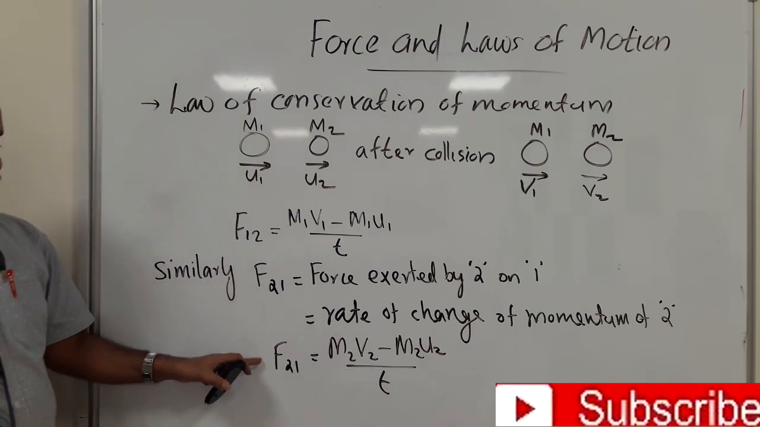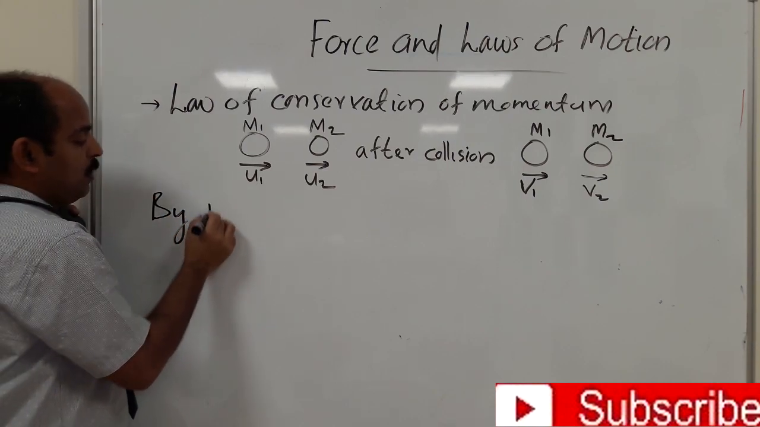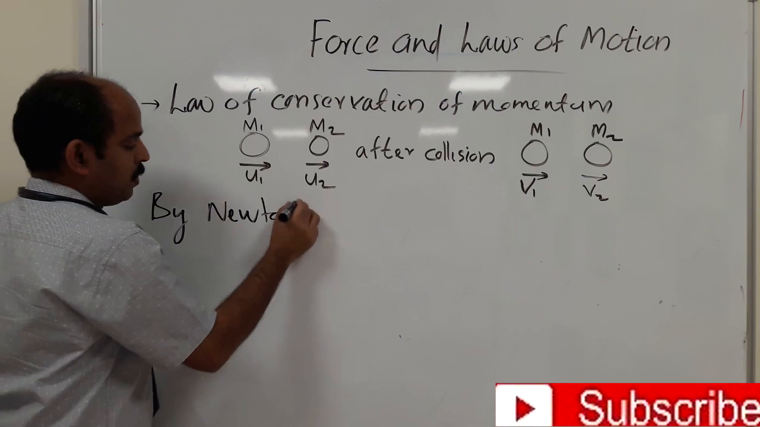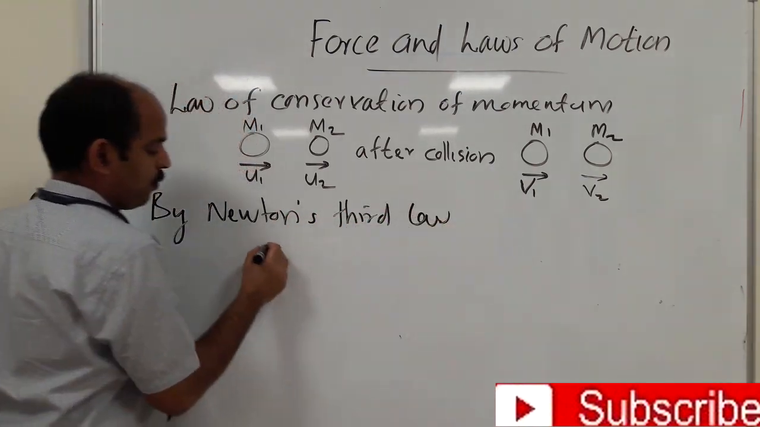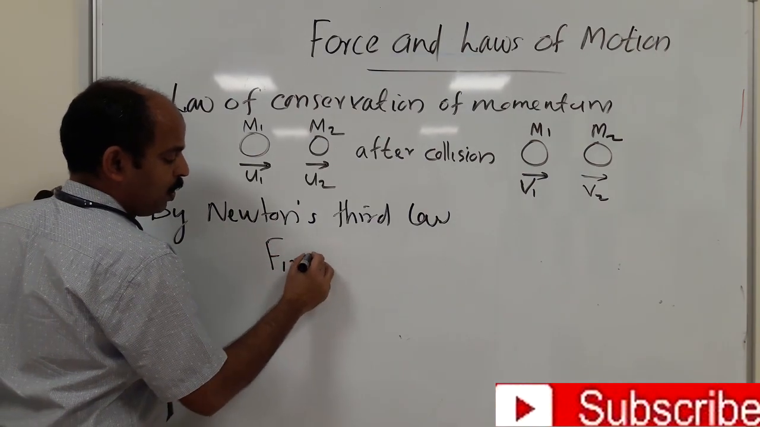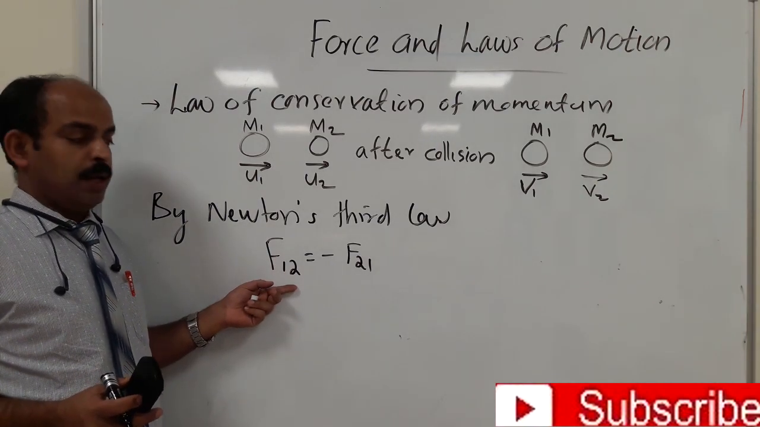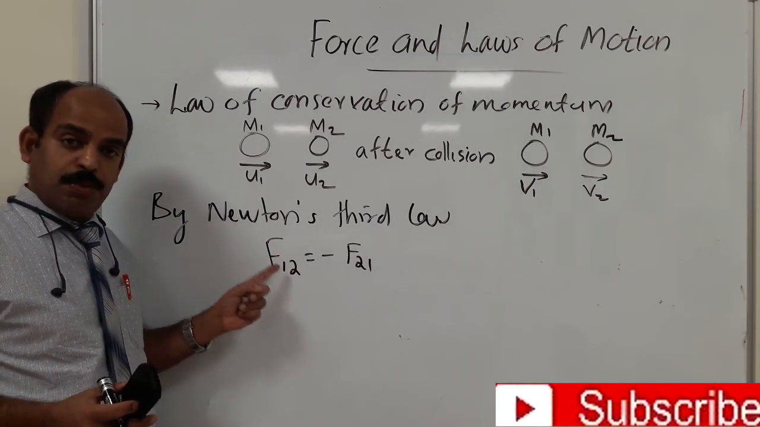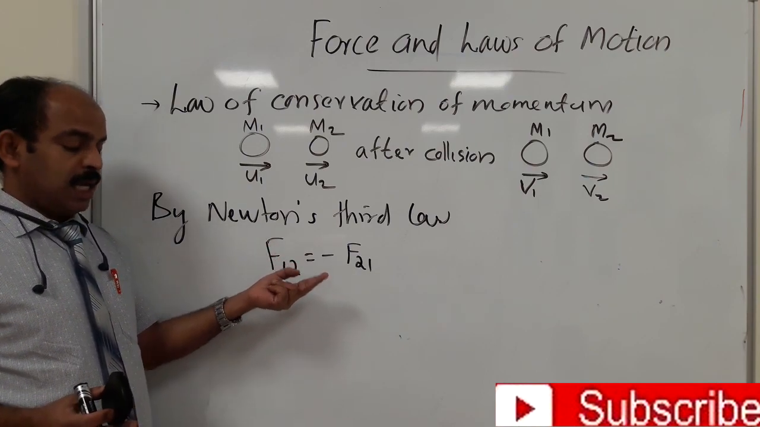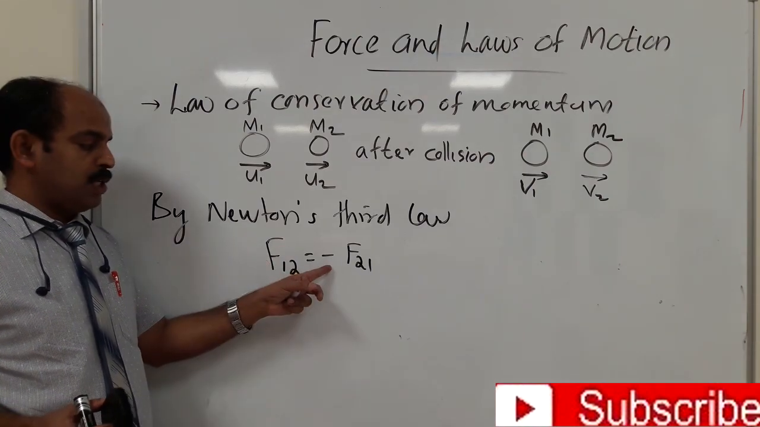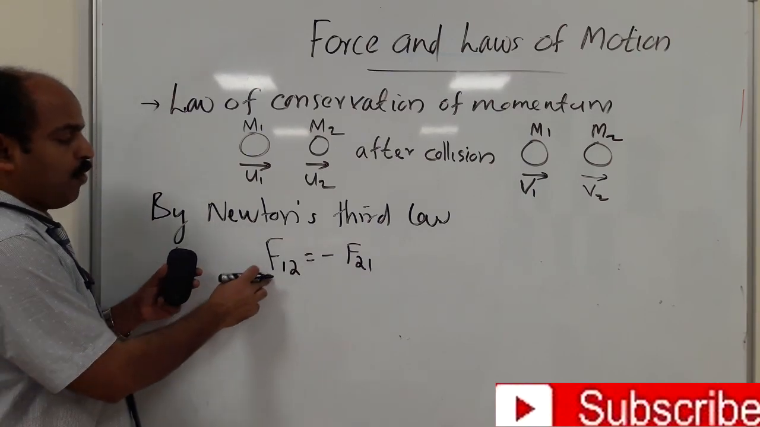Okay. So then by Newton's third law, F12 is equal to minus F21, right? That means the force exerted by the first body on the second is equal to the force exerted by the second body on the first, but it's opposite, that's why minus. F12 is equal to minus F21. So what is F12?